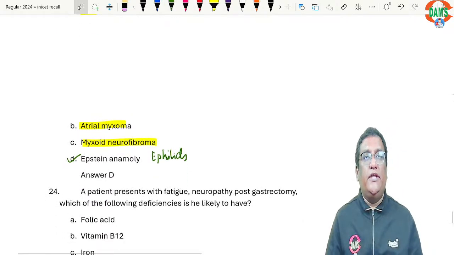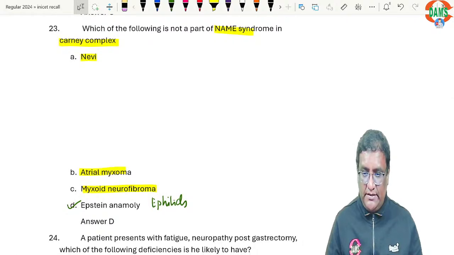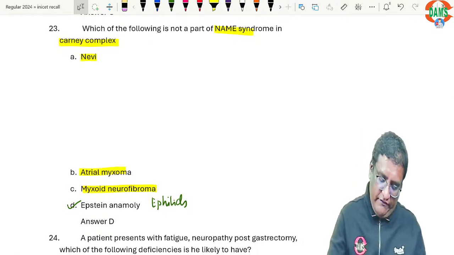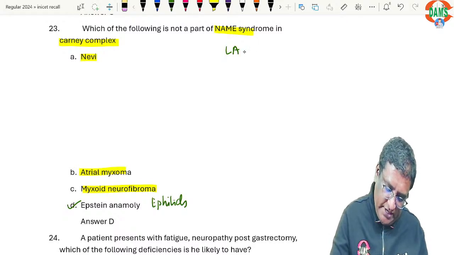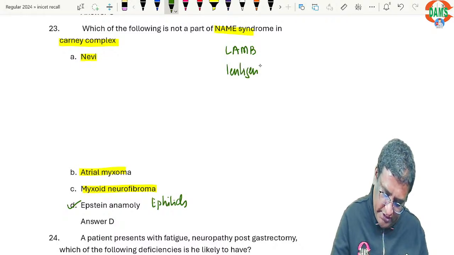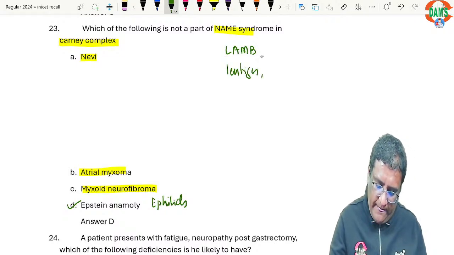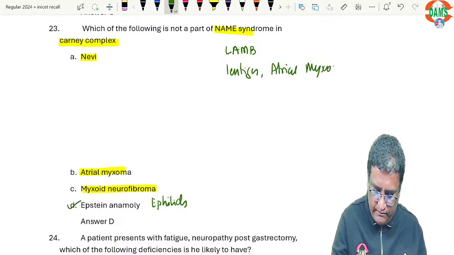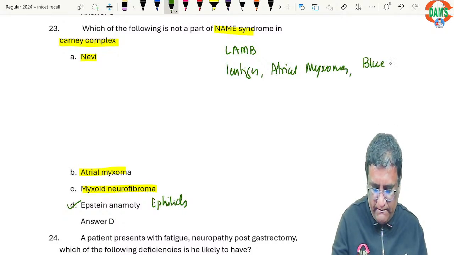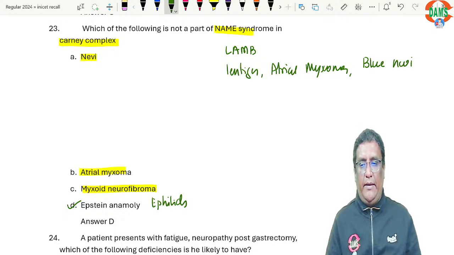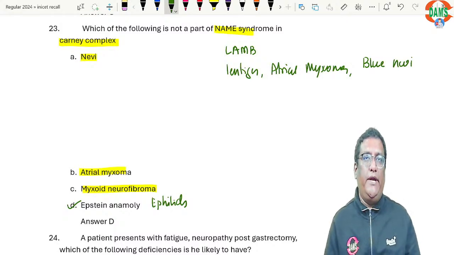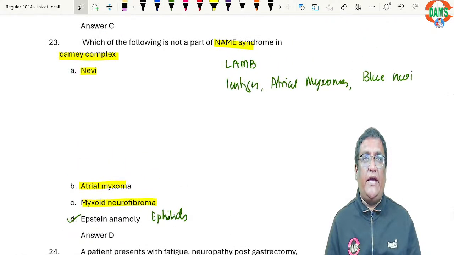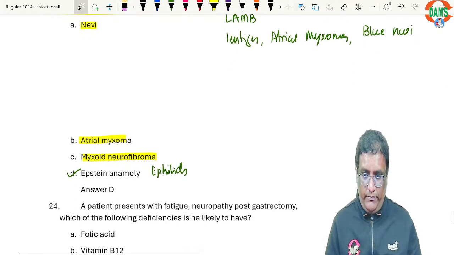Ephelides. There is one more in Carney complex. Carney complex will have NAME syndrome, and one more is LAMB syndrome as well. What is LAMB syndrome? LAMB syndrome: lentigines, cutaneous lentigines. Then AM is atrial myxoma, and B is blue nevi. Blue nevi, LAMB syndrome. So there will be two syndromes that are associated with Carney complex, NAME and LAMB syndrome.